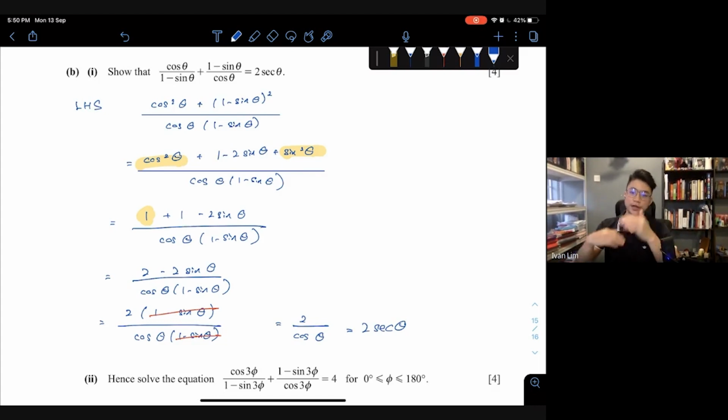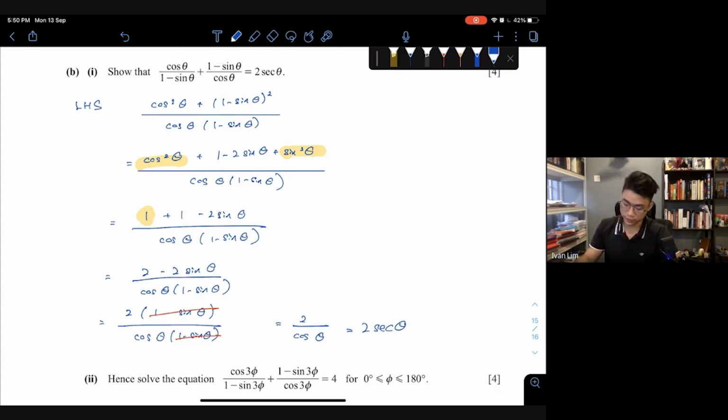If you're unsure, sometimes you want to work from the right-hand side also. So 2 secant theta, you see, 2 secant theta is 2 over cos theta. Then it's actually a bit hard, you just need to try to connect back into the middle. Because 2 over cos theta, you can't do much really, but eventually you want to get 2 over cos theta. So that's a clue also.